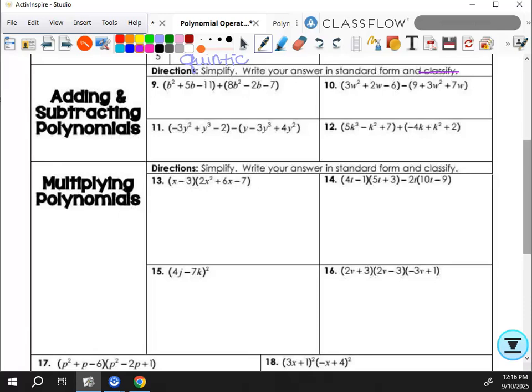On number 9, these parentheses, do they really do anything for me? No, they're grouping, but if I drop them, it doesn't change a single thing, so I can basically ignore them. When you have many nomials, many terms, I would cross things out as I go so I don't lose track of what I'm doing. So I'm going to combine b squared with 8b squared. That gives me 9b squared. Then 5b and negative 2b would give me what? 3b. So positive 3b. And then negative 11 and negative 7, negative 18. Okay, we all good with that?